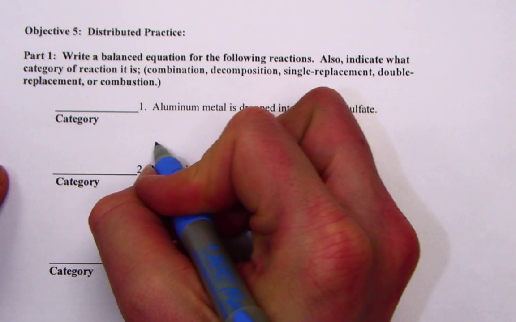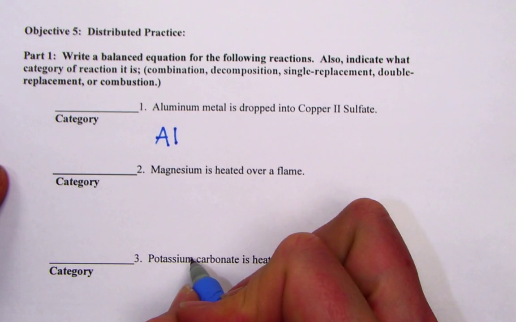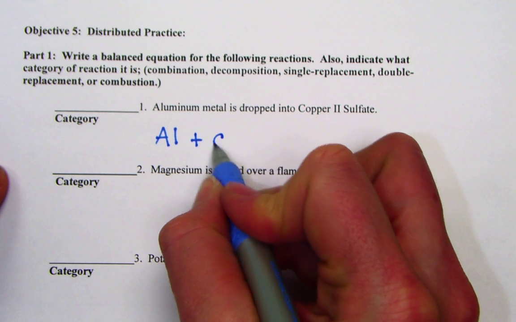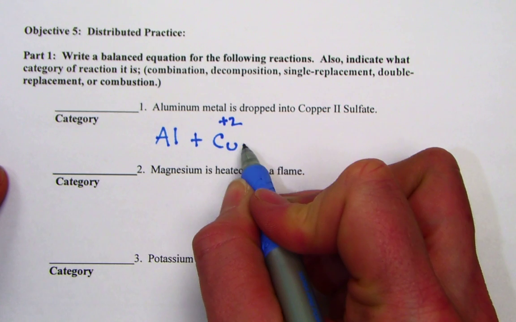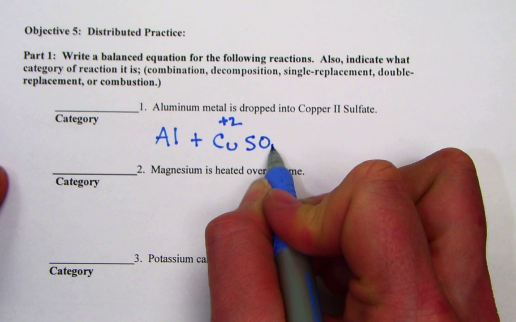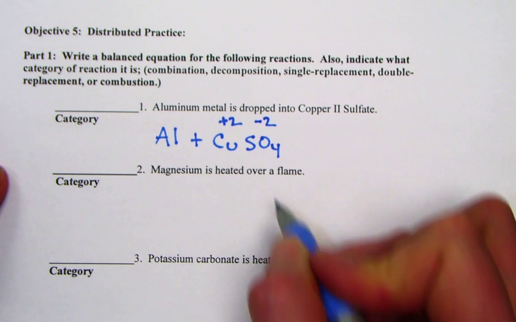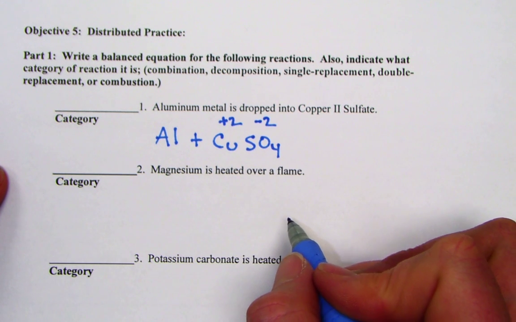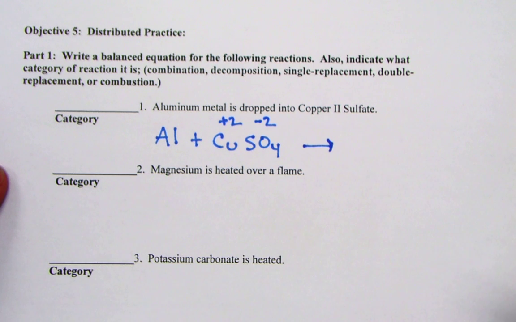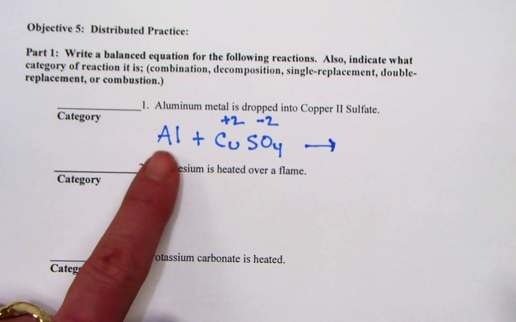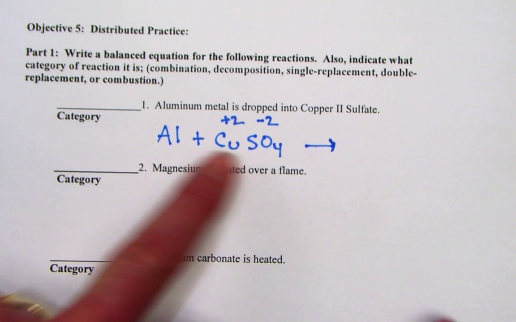Aluminum metal is written as Al. Copper 2 sulfate is Cu, the Roman numeral tells me +2. Sulfate is our polyatomic ion, which carries a -2. CuSO4. The pattern of change says when an element reacts with a compound.